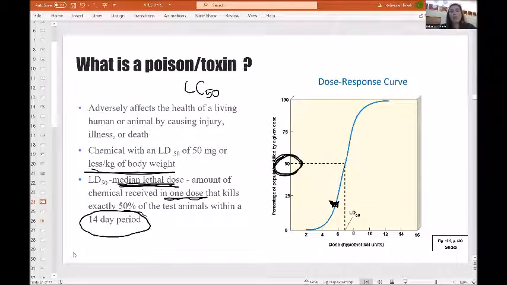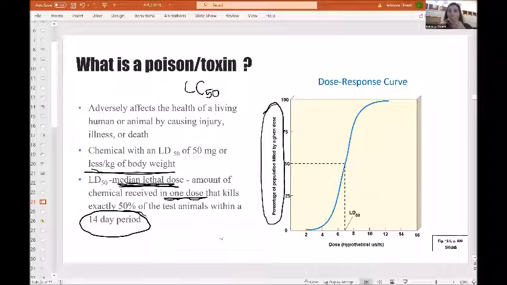LD50 or LC50 is kind of our little magical cutoff there. On almost every exam, you are going to see this dose response curve. What you'll see is some percentage of the population that either survives or is killed by a given dose. That ranges from 0 to 100. Then you'll see on the x-axis the dose in some type of unit, micrograms, milligrams, kilograms, whatever it is.